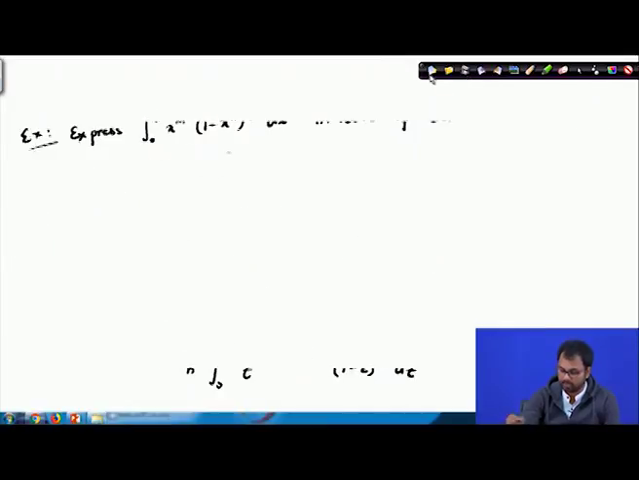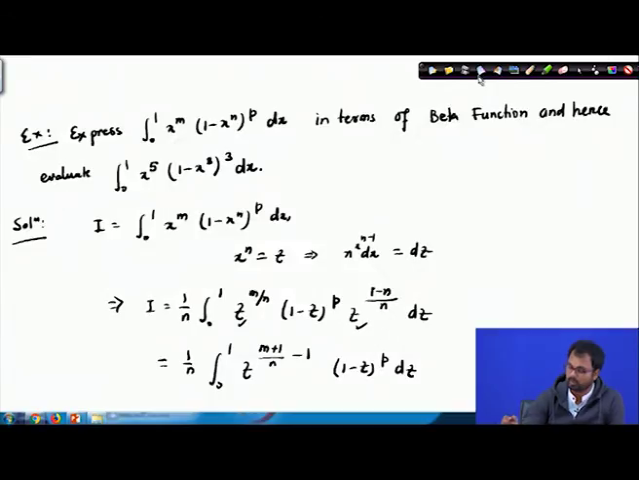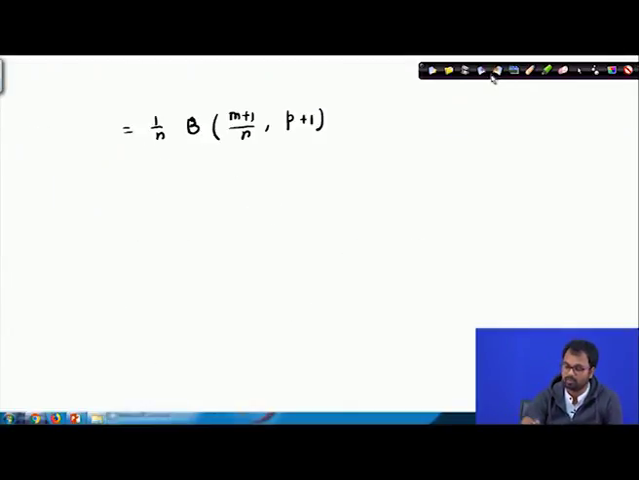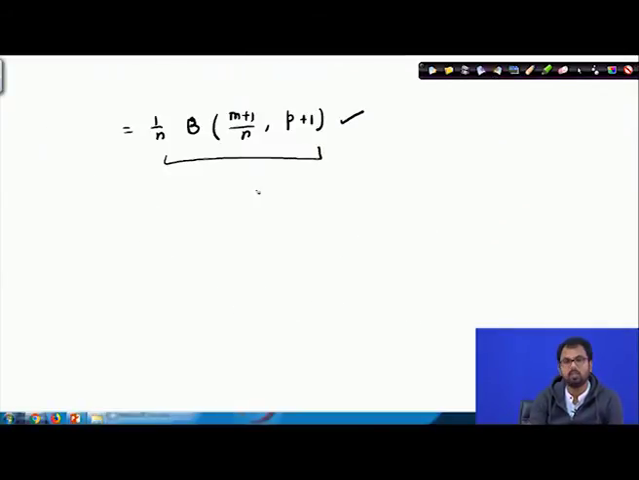So, I can write this whole thing as 1 by n times beta, or capital B, of (m plus 1) by n comma p plus 1, because in the beta function this was supposed to be p minus 1, but since it is p, I can write it as p plus 1 minus 1, and hence you have here p plus 1. All right. So, that means we were able to express this integral in terms of a beta function.